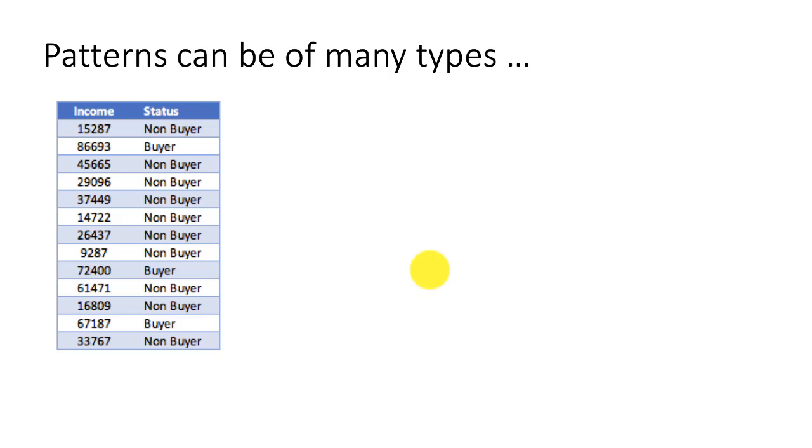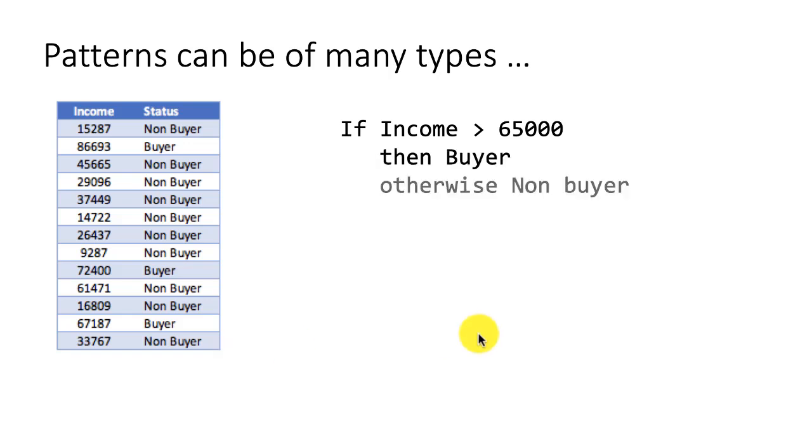I'm giving a very trivial example here, which we've seen before. You've got a data set which has only two columns. The first column is income. The second column is the status of a person, whether the person is a buyer or non-buyer. If you examine this closely, you can easily see that all people with income greater than 65,000 are buyers, others are non-buyers. So this is one way by which we can determine whether a person is going to be a buyer or non-buyer. It's a simple model for determining, given the income, whether the person will buy our product or not.